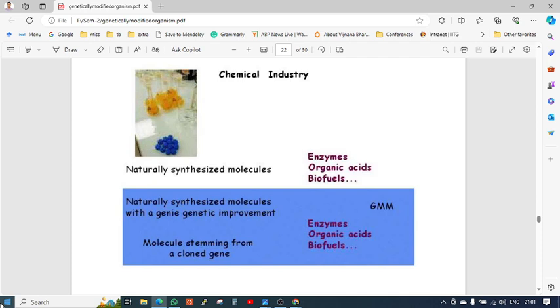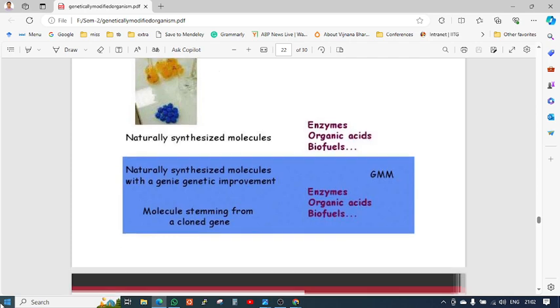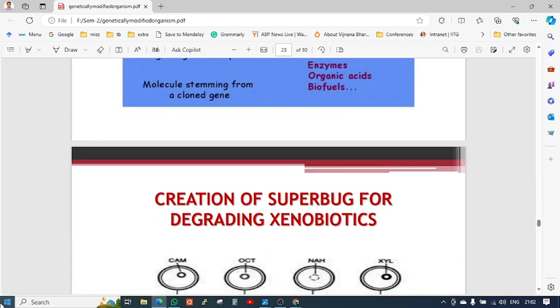Biofuels are again of different types, that is, bioethanol and biogas. We have already discussed these things. In order to increase the biomass, which is the main raw material for biofuel, GMO techniques are utilized to increase the rate of production of biofuel. Organic acids and biofuels are also increased by GMO.